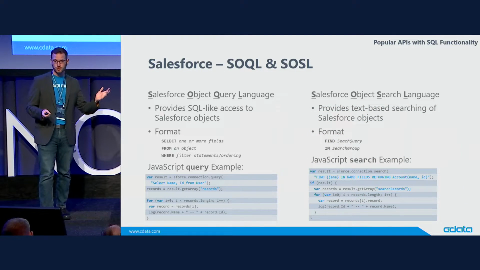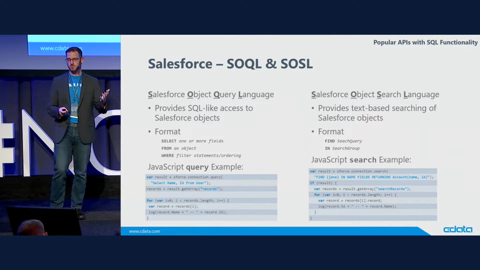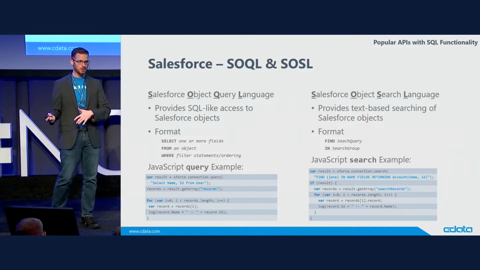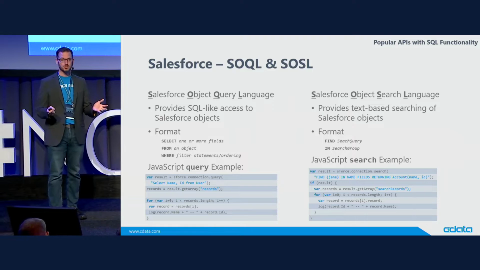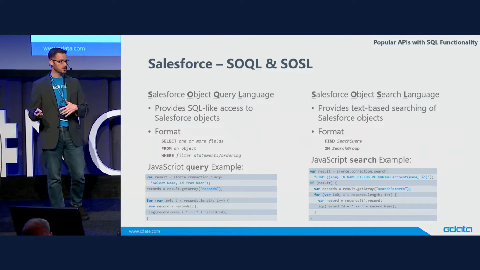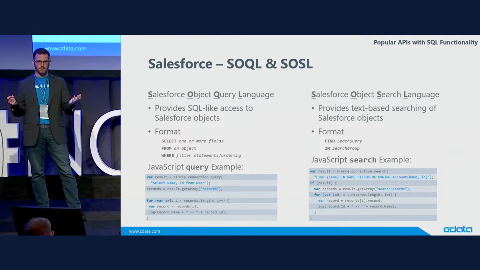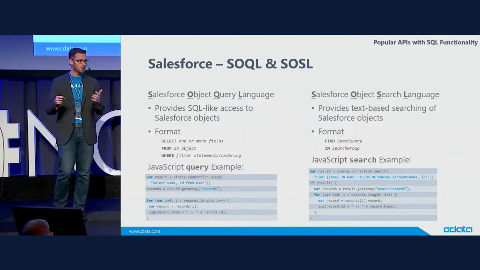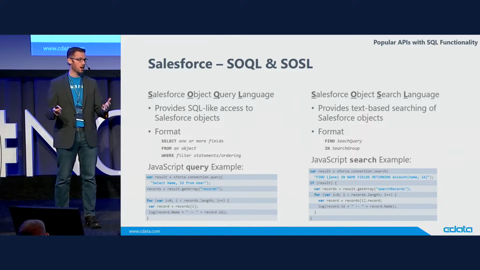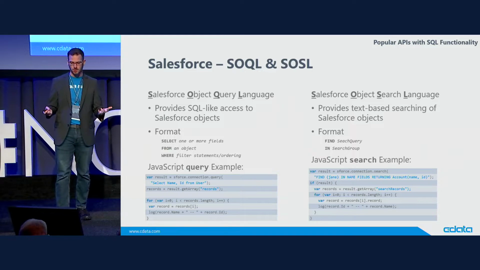So the next example is Salesforce. They have two SQL-like languages that they provide access to. SOQL is one. It's the Salesforce Object Query Language, and it's very SQL-like. I think there are some syntax issues that aren't exactly the same, so they can't call it pure SQL. But it provides SQL-like access to Salesforce objects, hence the name. And the format looks exactly like SQL. In a select statement, you select some fields from your object where some criteria are being met. Those criteria could be filters, ordering, or grouping if you're performing aggregations.